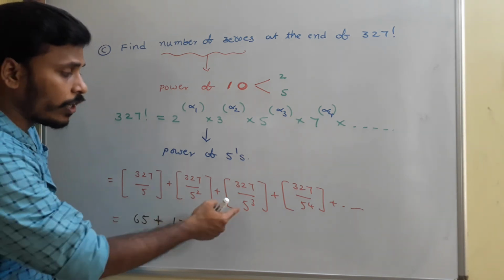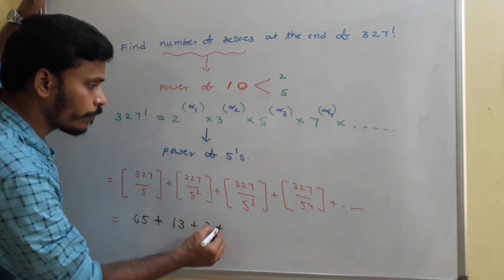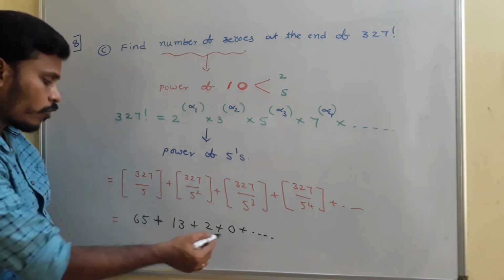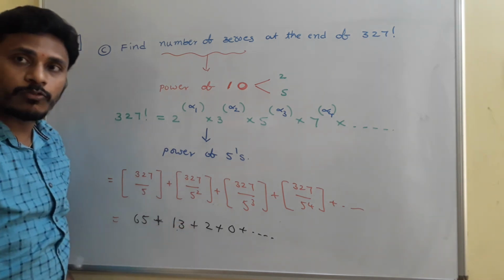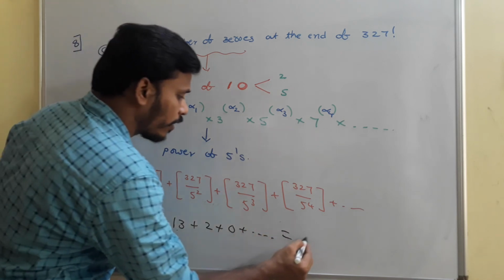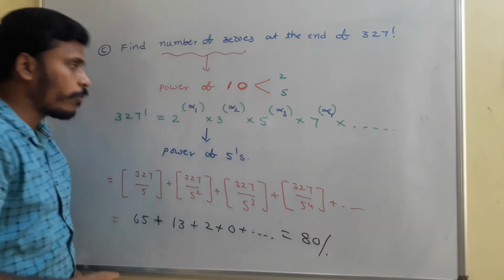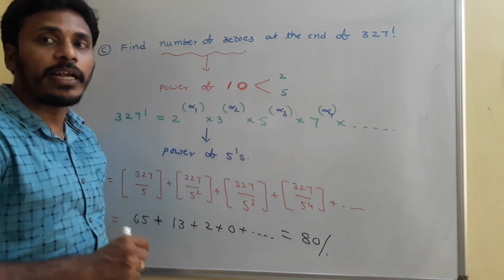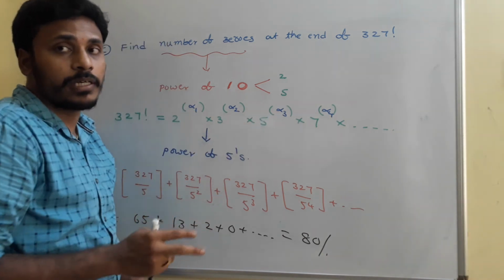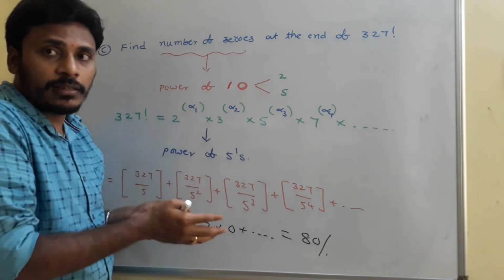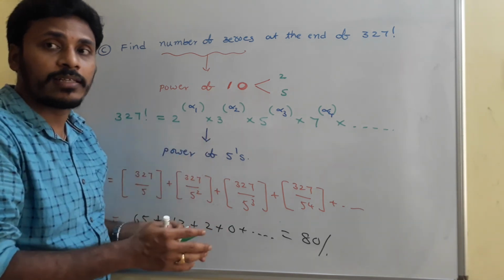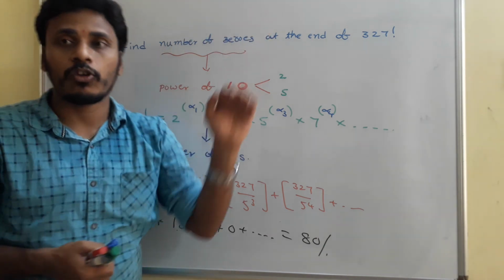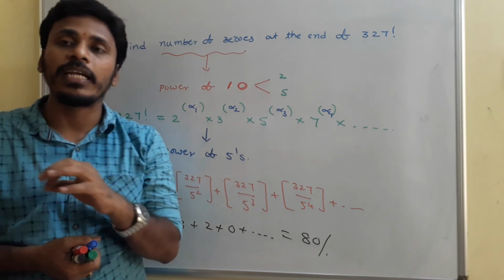So 125 3s won't work, just 2s. And then 625, there you will get 0. From there you will get everything as 0. So add all these things: 65 plus 13 plus 2 is 80. So in this alpha 3 you need to write 80, and alpha 1 will be a much bigger number. To make a 10, we have only 80 chances, so at the end the power of 10 is 80. So at the end of 327 factorial, we have 80 zeros.